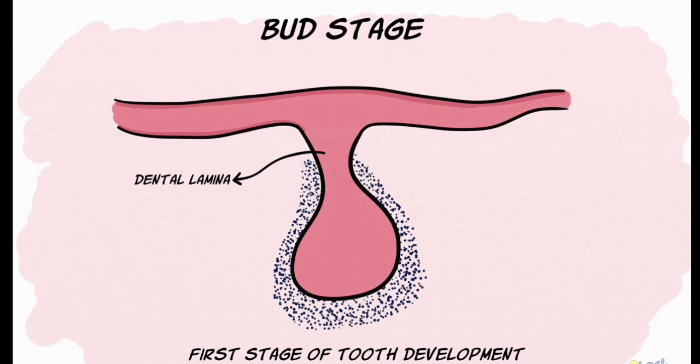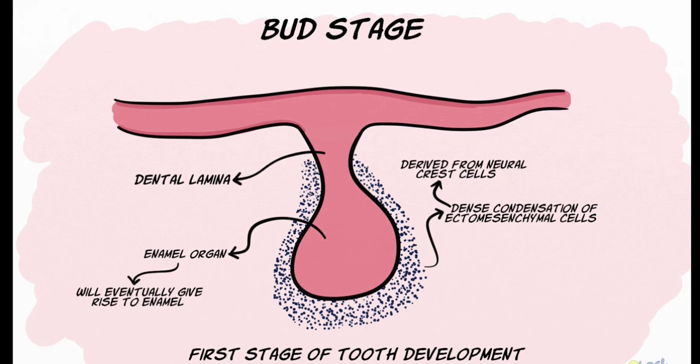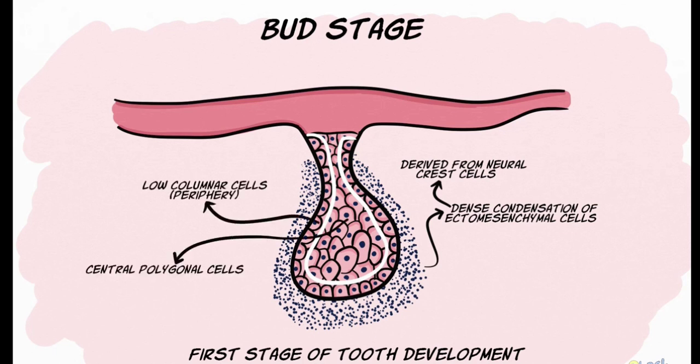During the process of tooth bud formation, there is also a dense condensation of cells surrounding the tooth bud. These cells are called ectomesenchymal cells and are derived from the neural crest cells. The tooth bud is referred to as the enamel organ due to the fact that it would eventually give rise to the enamel of the tooth. The enamel organ in the bud stage comprises low columnar cells peripherally and polygonal cells centrally.